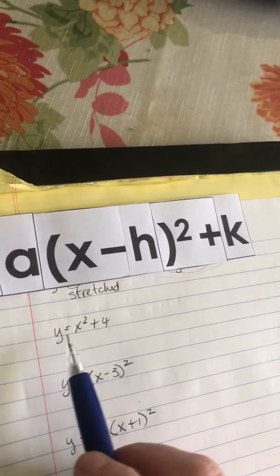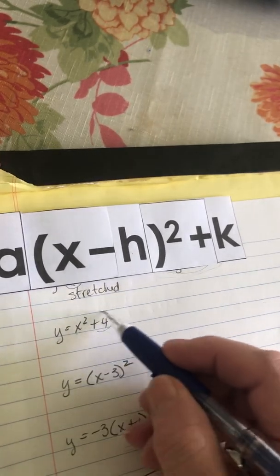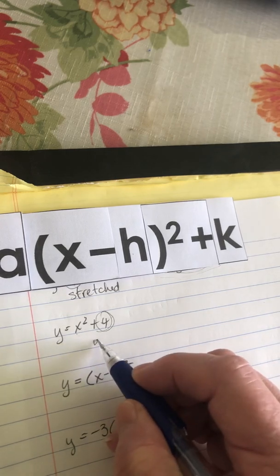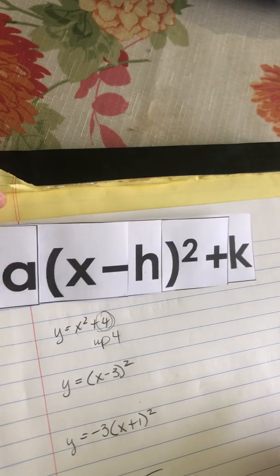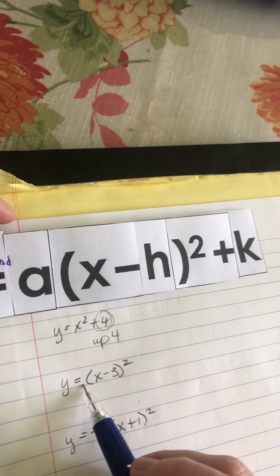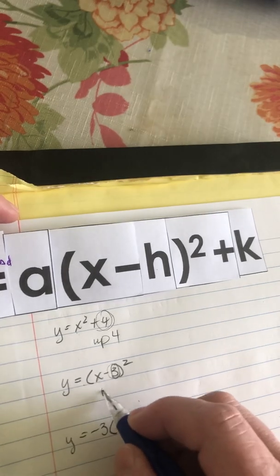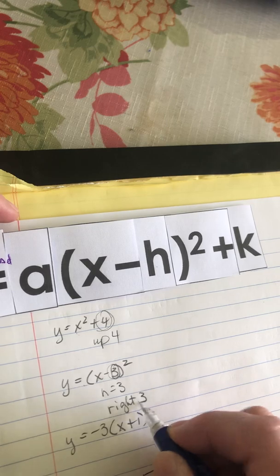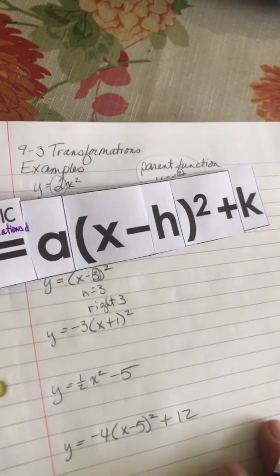When I look at this next one, well, I don't have an A. I don't have an H. This is a K. And K tells me up or down. Because it's positive, it's going to go up 4. This one, I don't have an A. I do have an H. H equals 3. That means right 3. Is this helping? Hope so.